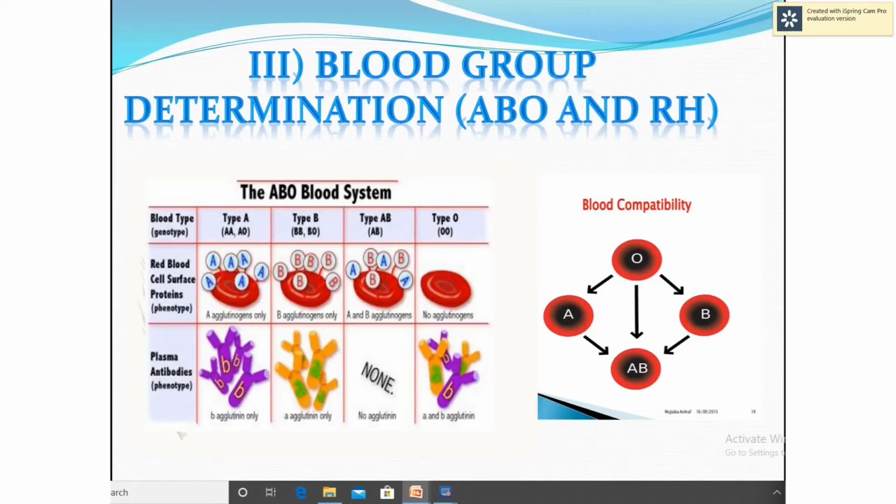Good morning, everyone. Today we will be discussing two topics, blood group determination and hemoglobin test. So, let us begin with blood group determination.